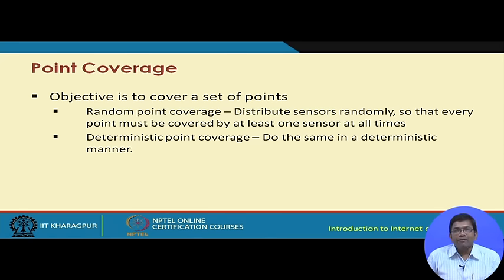In point coverage, we are ensuring that if there is a set of points in a particular area, those set of points are covered in that particular area with a minimal number of sensor nodes. It comes in two flavors: one is random point coverage and the other is deterministic point coverage. In random point coverage, it is required to distribute the sensors randomly so that every point is covered by at least one sensor at all times. And in deterministic point coverage, we have to do essentially the same thing in a deterministic manner.